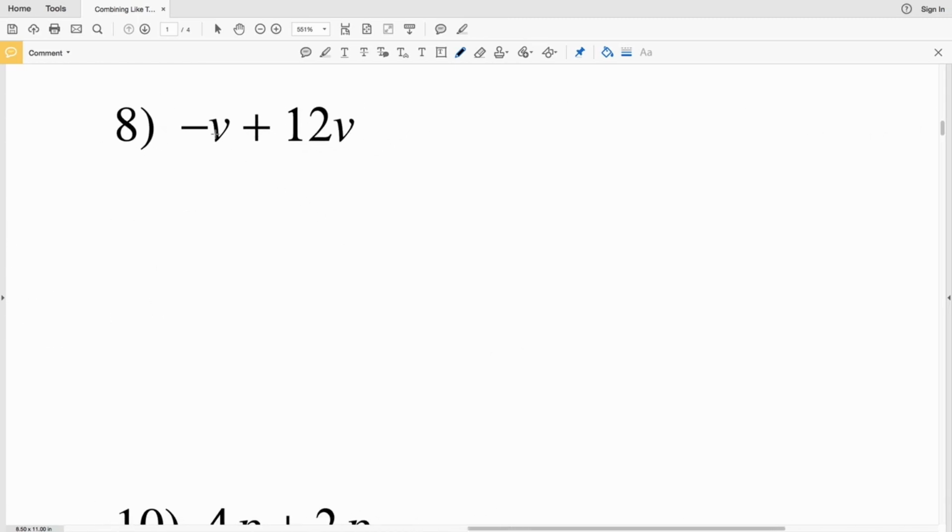Number 8, we have negative v plus 12v. Negative v is the same thing as negative 1 times v.